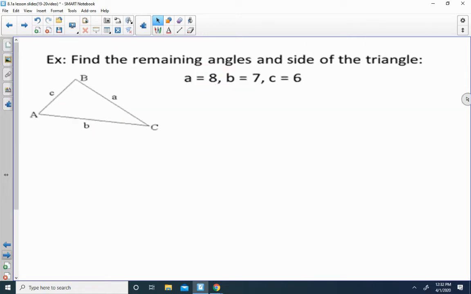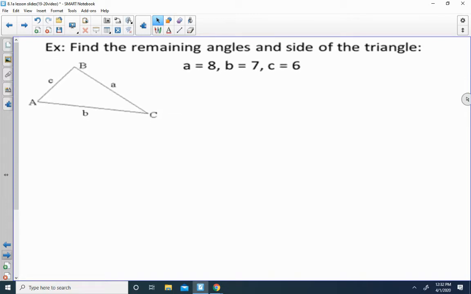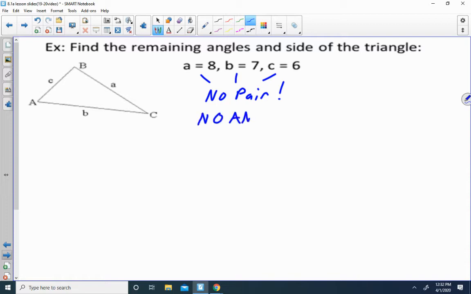Find the remaining angles inside of the triangle. Squeeze it up a little bit. Oh, and some of you are probably realizing something here. Well, to start off, you see that there's no pair. And also, you're probably realizing for this example, there's no angle. What? Miss Shulin, you're supposed to have an angle for the law of cosines. How can we solve this?